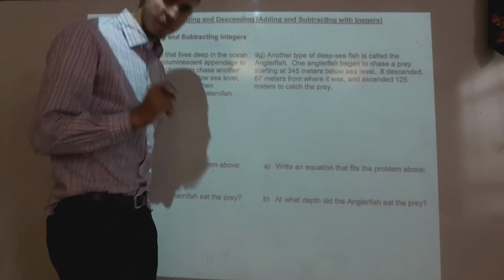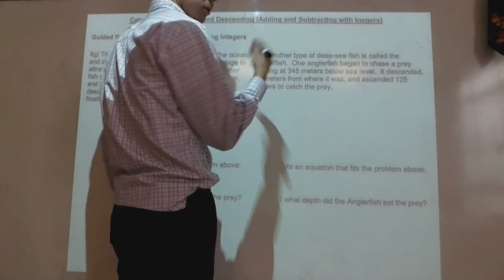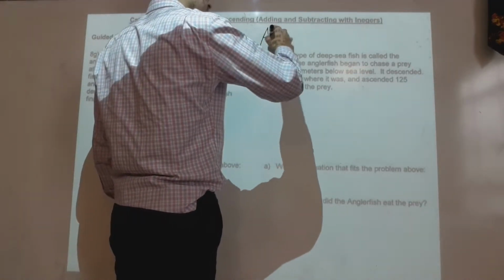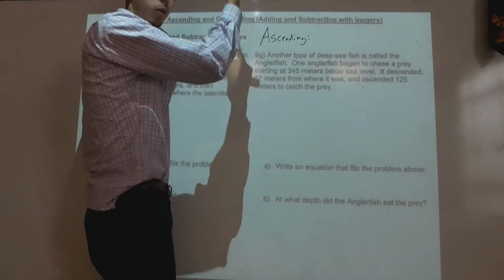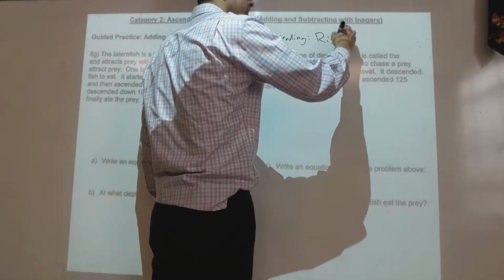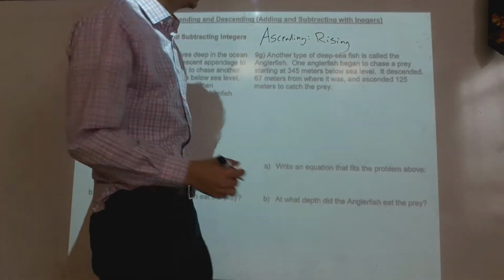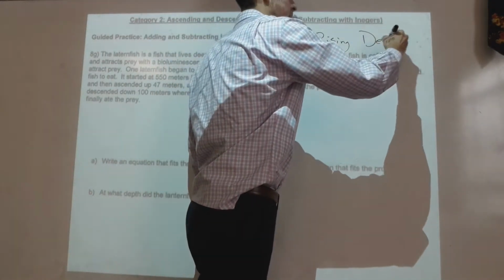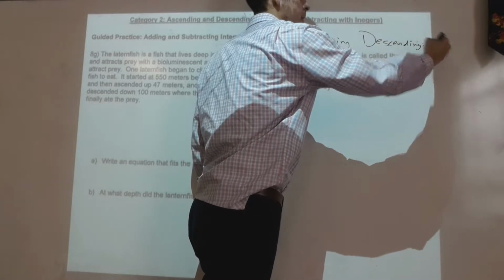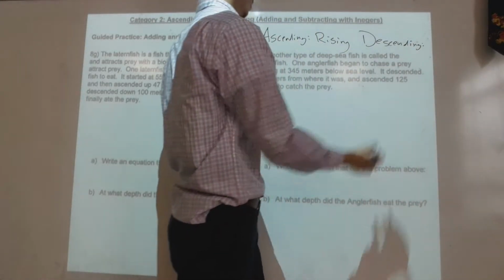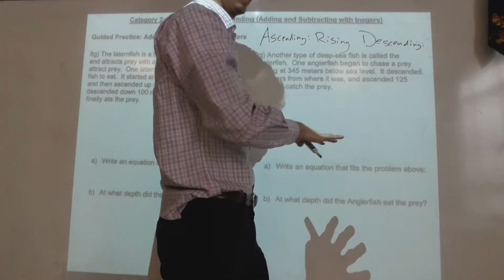Before we do this, one important skill that you're going to need to know, or some vocab. Ascending means rising. Descending means falling.